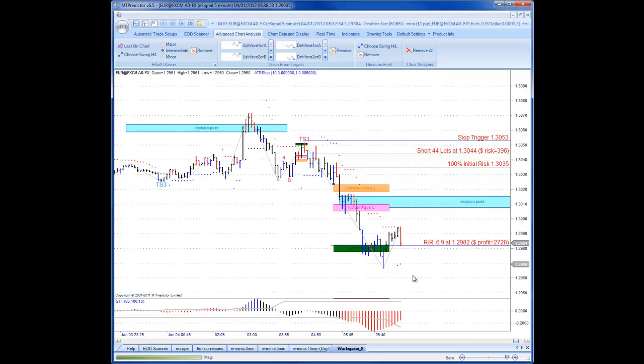But either way, whether you are an advanced trader and would have had a plus 6.9R profit, or whether you're a standard trader and would have come out around about here for plus 5.4R, either way it was a very good trade, and a very good trade because the profit was large in relation to the initial risk. And that's the key to successful trading: small losses and big profits. That is the key and the fundamental part of the MTPredictor software program.